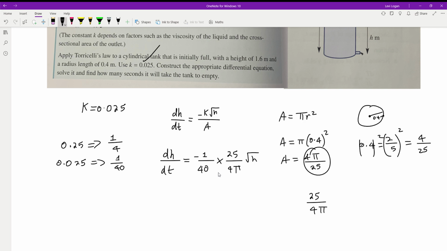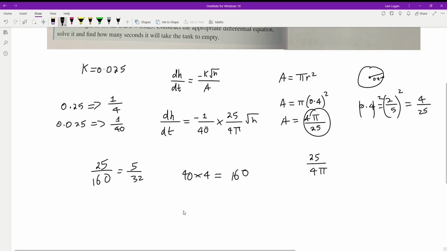Okay. So let's just try and work out what this would be. For starters, 40 times 4 is going to be 160. So therefore it's 25 over 160. I don't know how to simplify that. I'm just going to plug it in the calculator. We should get 5 on 32. So in other words, what we're going to have here is dh/dt is, now don't forget the negative, 5 on 32 pi, and then square root of h.